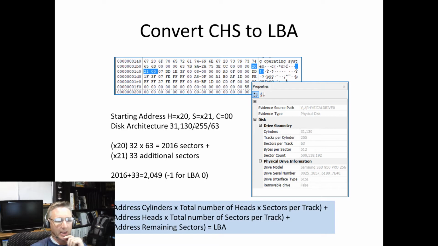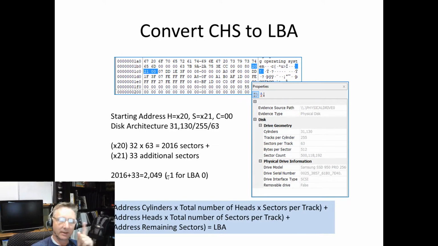Okay, so we're going to take our head times 63 sectors per track, right? So we're going to multiply the 32, or hex 20, times 63, because that's the number of sectors per track, and that gives us 2016 sectors. Remember, we're converting our CHS over to LBA. And then I'm going to add 33 additional leftover sectors from the next head. That'll give us our starting LBA for this partition, which if you add those together, 2016 plus 33 is 2049.